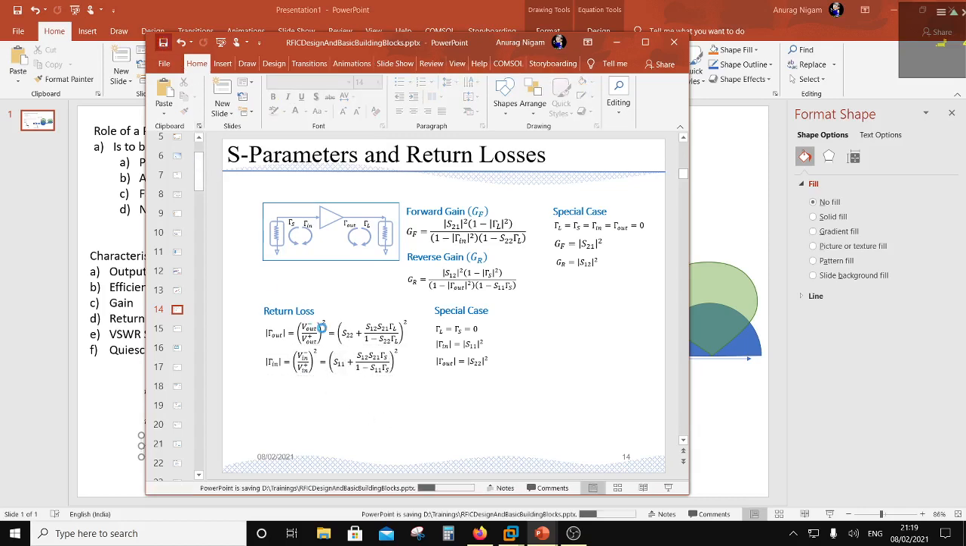Now it is correct. So now you can understand gamma out is equal to S22 when gamma L is equal to 0. Gamma in is equal to S11 when gamma S is equal to 0, right? So this is a return loss under a special case. You can express this as 20 log of gamma in as the input return loss, and 20 log of gamma out is the output return loss. And they will be S11 and S22 if the amplifier was conjugately matched on both sides.